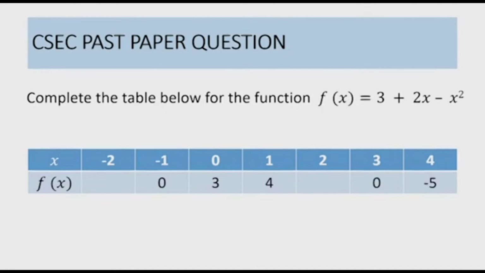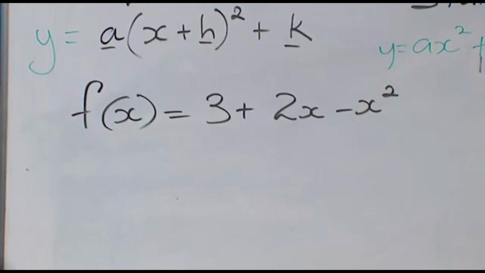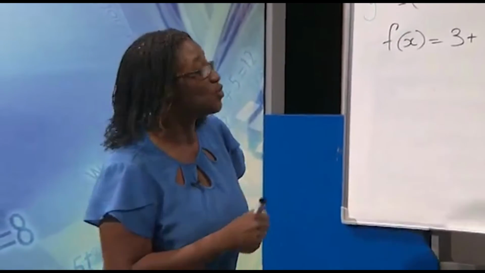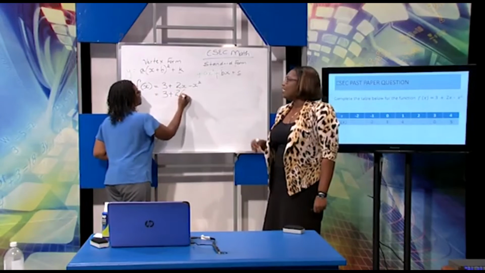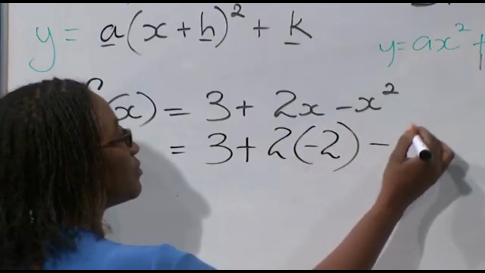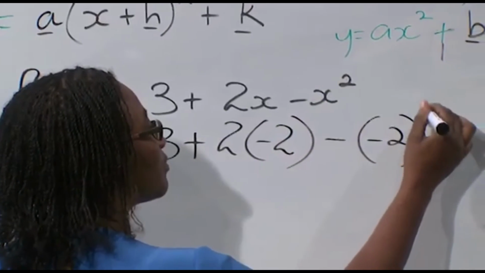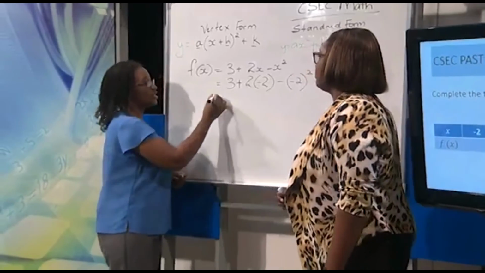Now, when x is negative 2, we're asked to find f of x, or the y coordinate. So in order to do this, what do you think we need to do, Karima? Well, we need to substitute the negative 2 wherever we have x. So we're substituting negative 2 into our function.